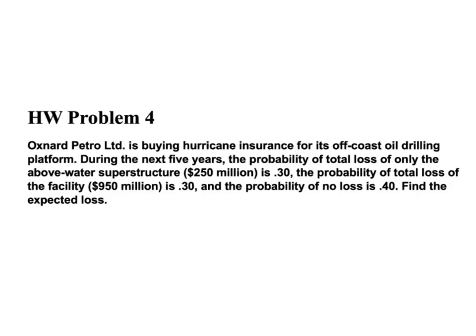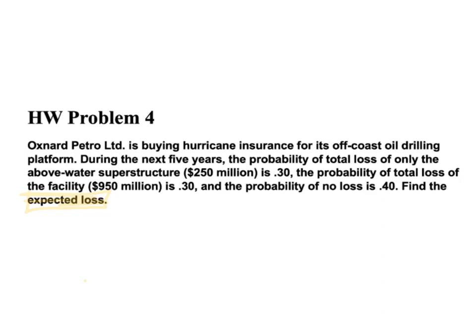Problem number 4 is a real life example of a situation that a lot of businesses face when they are dealing with buying insurance, and they have to calculate things called expected loss. The first thing you have to figure out is what are all the possible things that could happen. So this is apparently some kind of oil company, and during the next 5 years, there are 3 different events or 3 different outcomes that could occur.